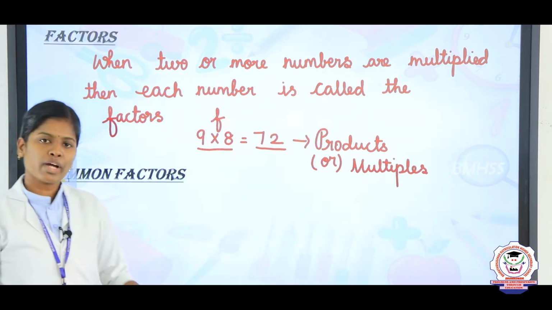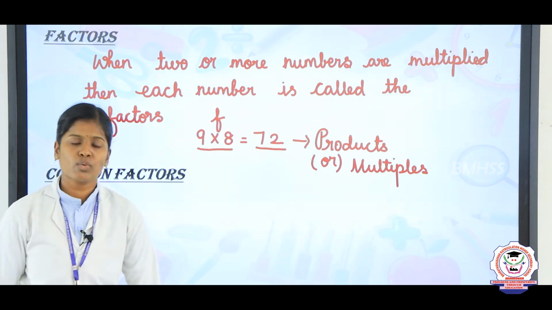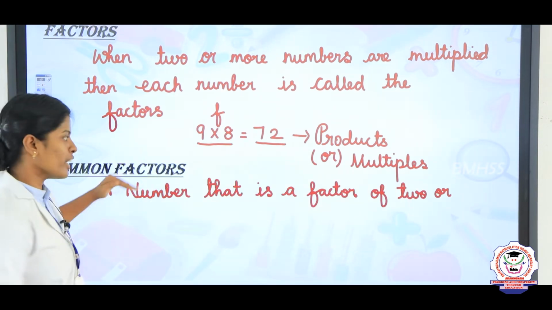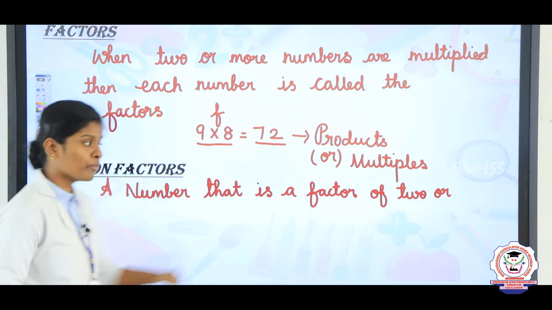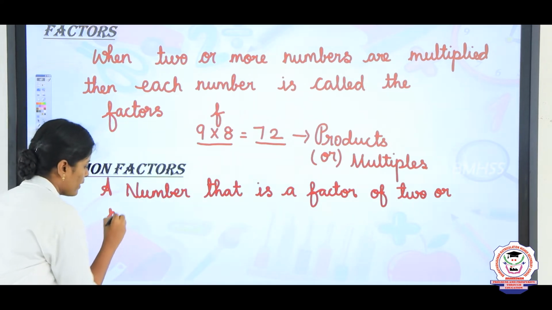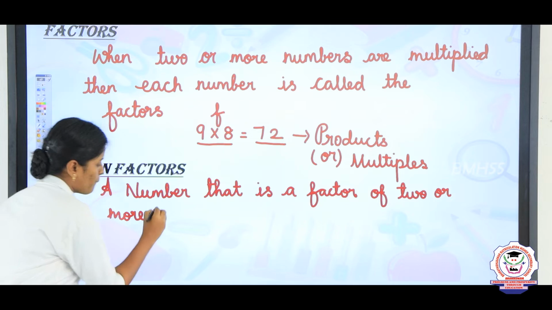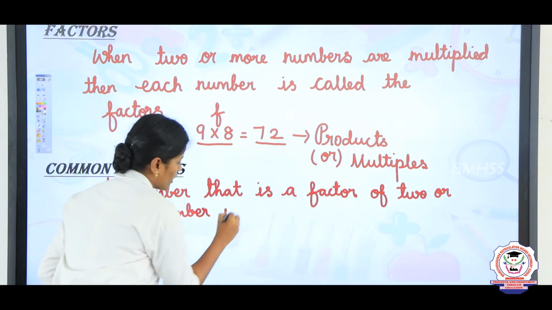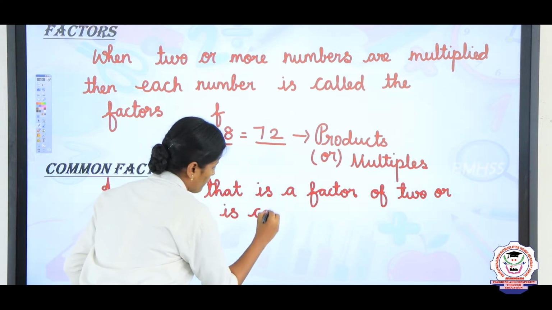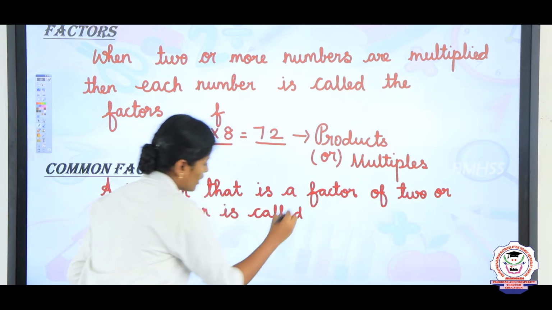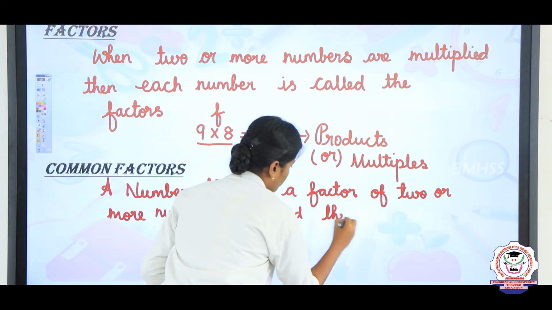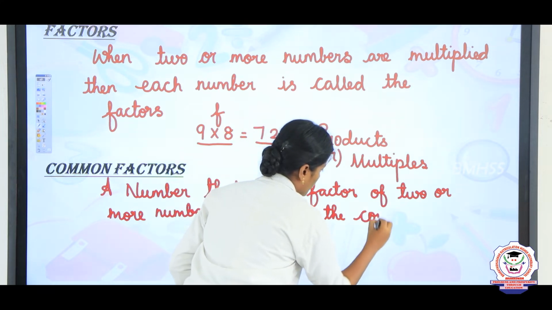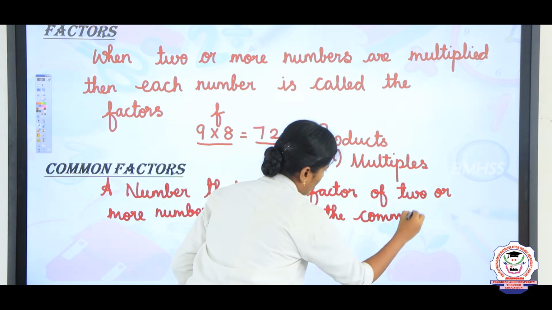Next we are going to see the common factors. What does it mean by common factors? A number that is a factor of two or more numbers is called a common factor.